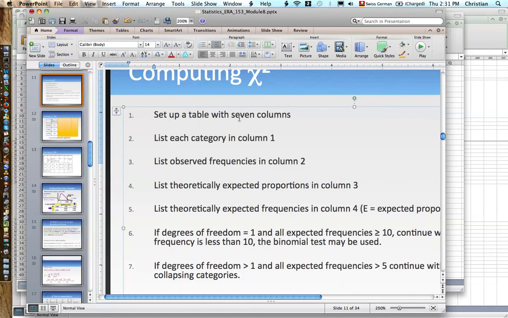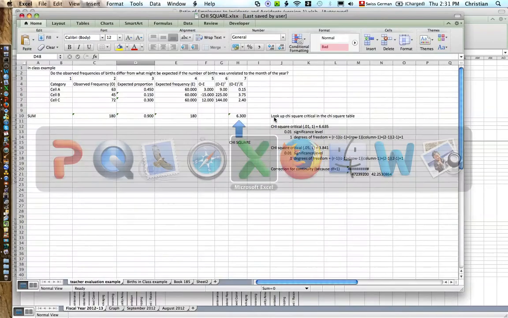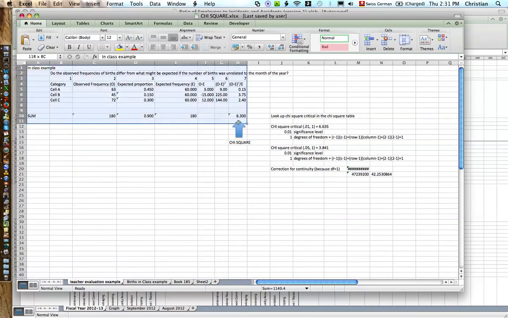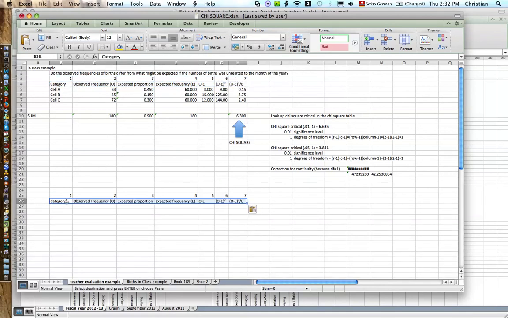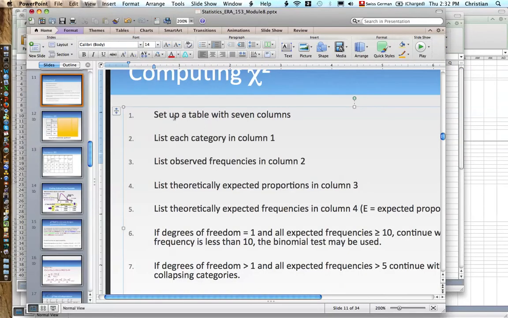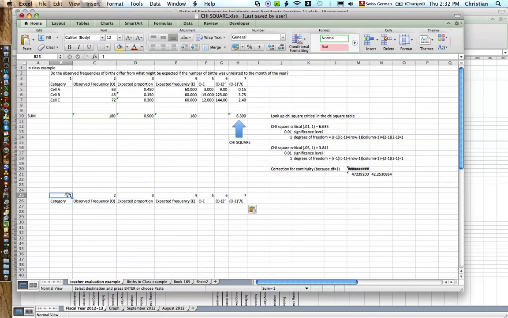So first you set up a table with 7 columns. So I'm going to go over to Excel and set that up. Actually, I have it up here. That's what we're going to try to get to, but I'm going to do it from scratch. So I'm going to create 7 categories. I could go 1, 2, then you can drag this over. So 7 categories. And I'm going to copy these titles, because if you don't have them, you can write them, or you can copy them from the file that you have. So the first step is set up a table with 7 columns and then list each category in column 1. So column 1 are the categories.